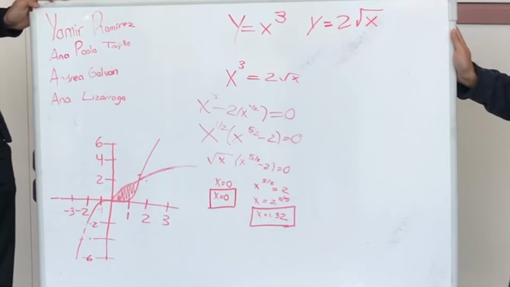The second step for finding the area and the volume of the functions is to determine the limits. To determine the limits, you have to equalize the two functions. In this case, x to the power of 3 equals 2 times the square root of x, and then you have to solve for x or factorize, and by this you can get both of the limits, which are where the graphs intersect. And in this case, the first limit is x equals 0, and the second one is x equals 1.32.